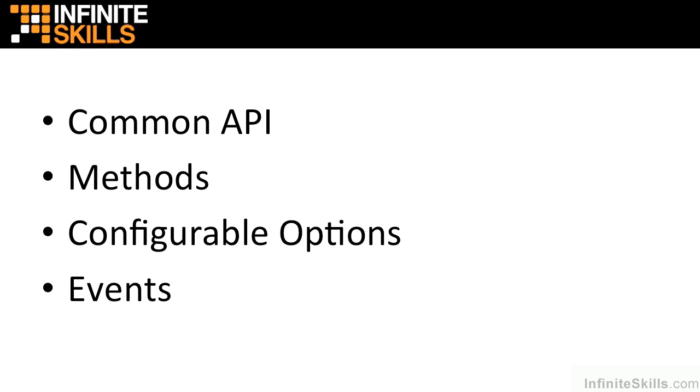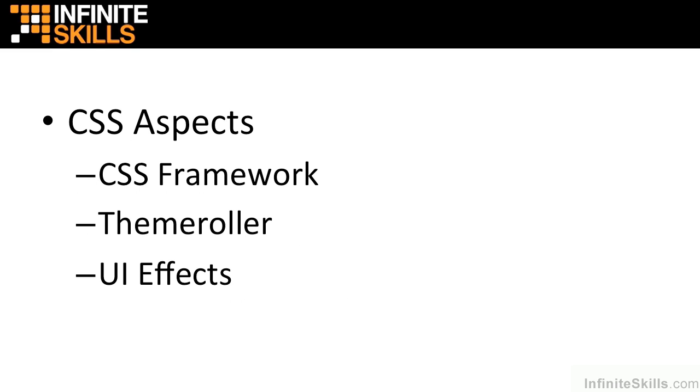We're also going to cover the common API shared by most of the components in the library, including the common API methods, configurable options, and events. We'll also take a brief look at some of the CSS aspects of the library, including the class system that we can use to add jQuery UI styling to our own widgets or elements, and how to use Theme Roller to build a custom theme or extend an existing one.